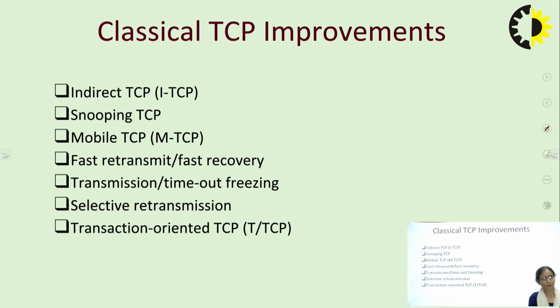So these are a few classical TCP improvements in the case of mobile TCP: Indirect TCP, also known as I-TCP, snooping TCP, mobile TCP, known as M-TCP, fast retransmit or fast recovery, transmission or timeout freezing, selective retransmission, and transaction-oriented TCP, that is, T-TCP protocols. We will discuss all these improvements one by one for the mobile environment.